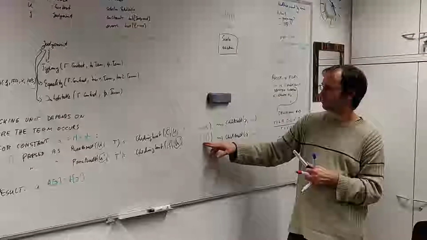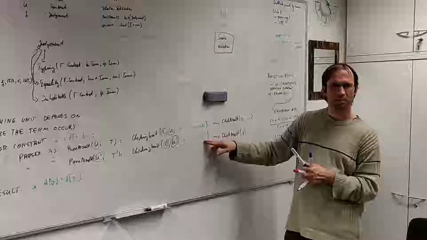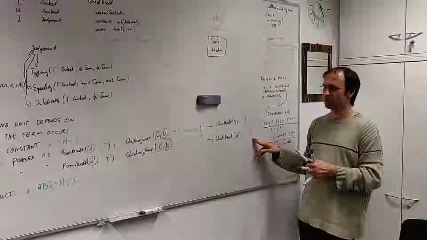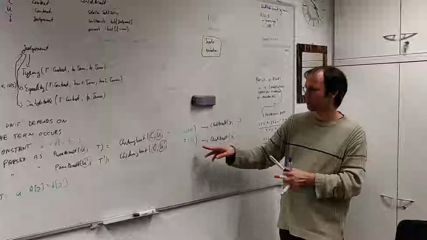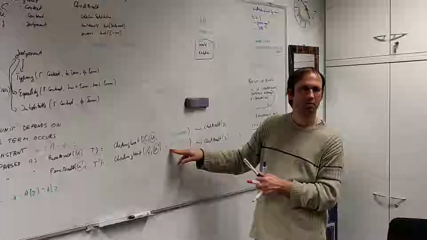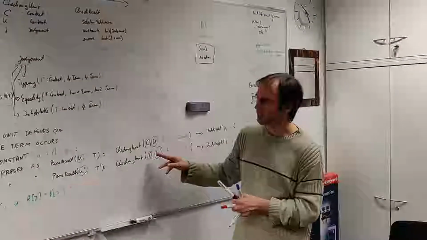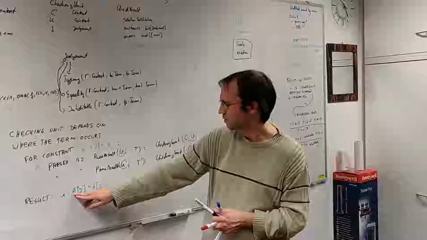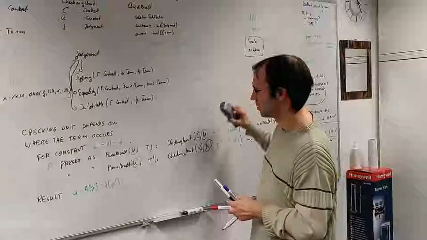But there might be different unknowns in U', right? Right, we have to solve these in the second checking unit, which gives us gamma' for the unknowns that occur in T'. And then the ultimate result is that we have the declaration A.